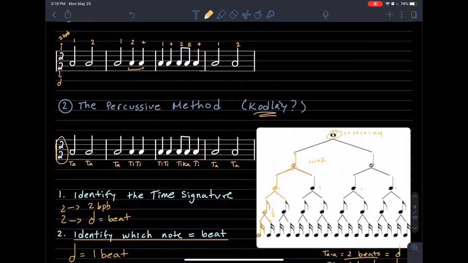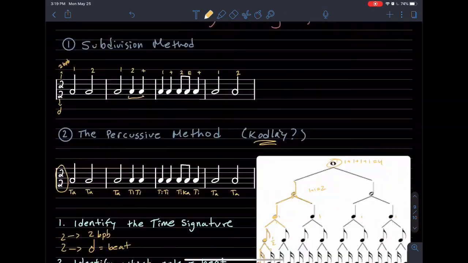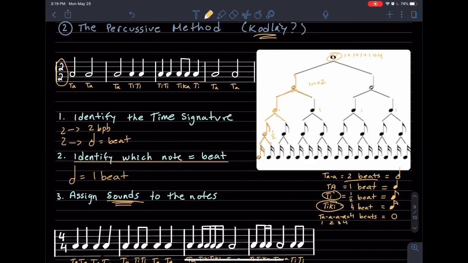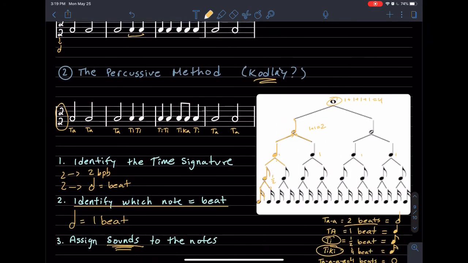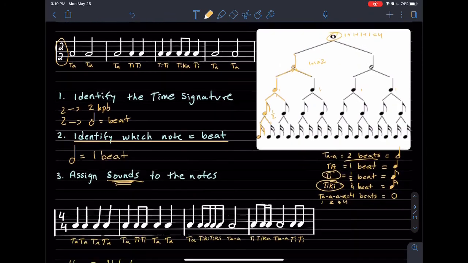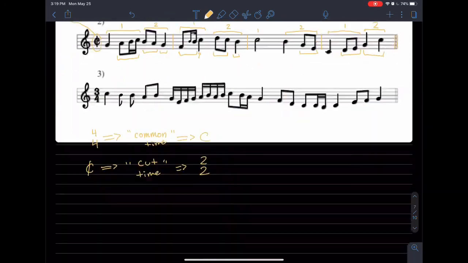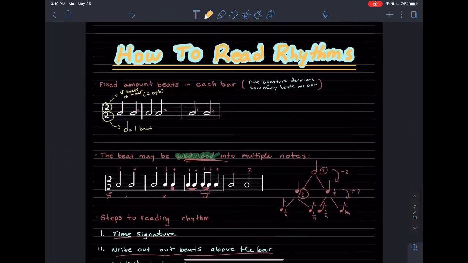Now, my next couple of videos are going to be focused on applying these two methods to various pieces of music, just to really solidify that we understand. But for today, I think this has been a pretty long video, so I think we're going to wrap up how to read rhythm there.